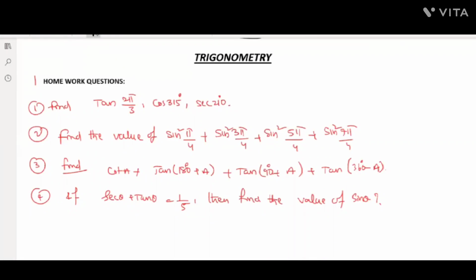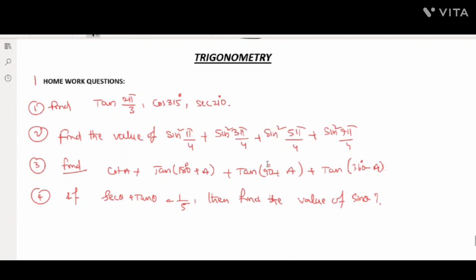Hello everyone. In this video, we are going to discuss trigonometry and the subtopic compound angles. In part 1 of trigonometry, I gave these homework questions. So let's see these homework questions first, then we will proceed with the subtopic compound angles.